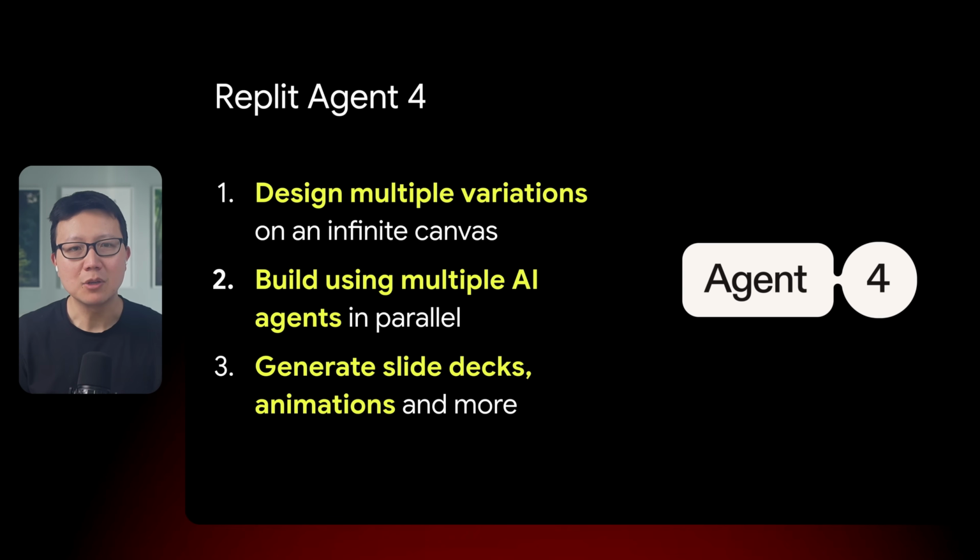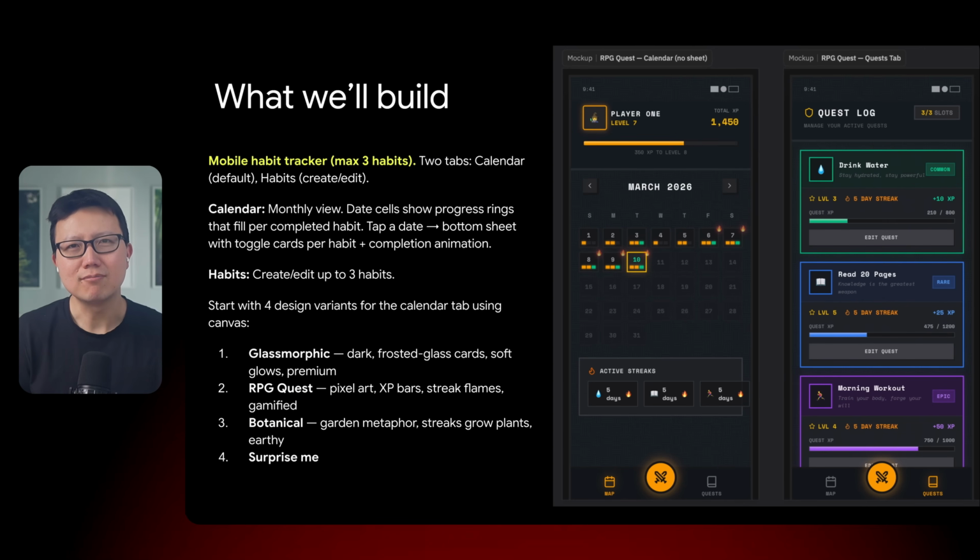You can design multiple variations on an infinite canvas. You can build using multiple AI agents in parallel. And finally, you can go beyond generating apps to generating slide decks, animations, and more. But let's put Agent 4 to the test. Can it actually generate something good?